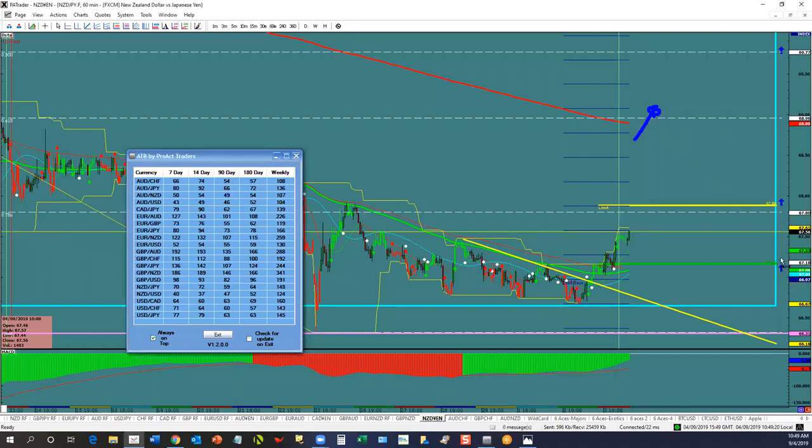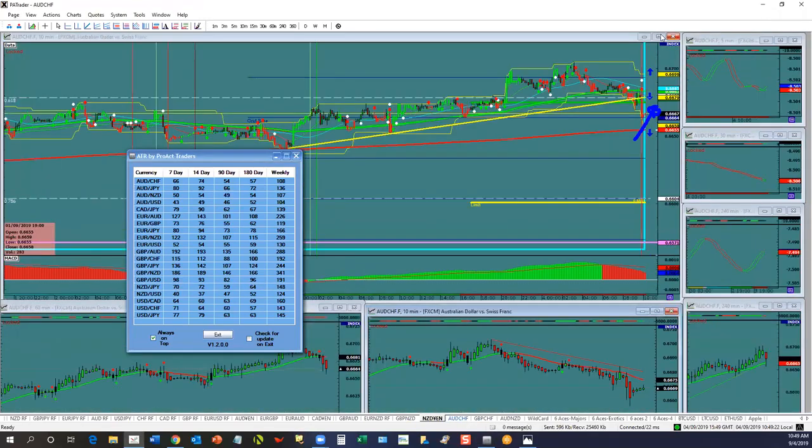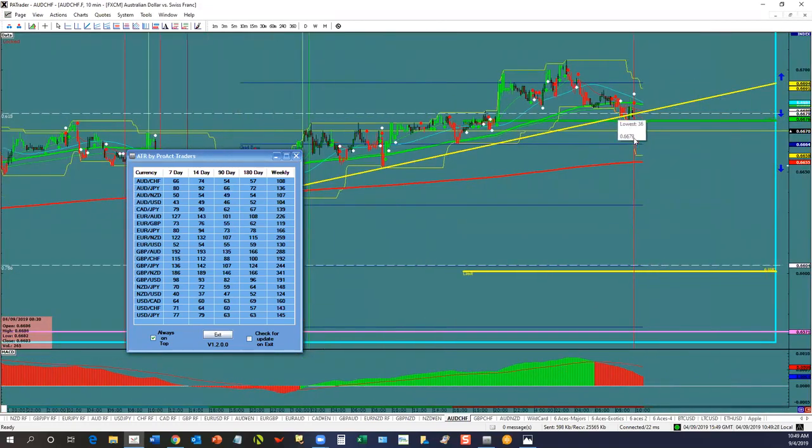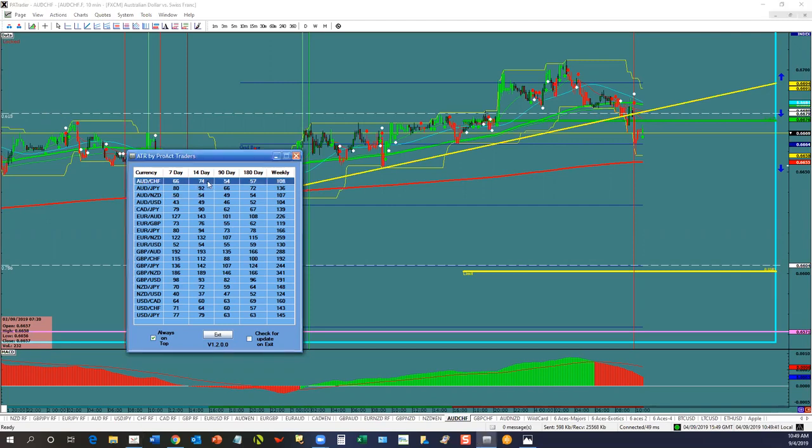Over to Aussie Swissy. We waited for the break and the hook this morning, and we are in the hook right now, but we don't have a go. We're waiting for it to come back and make the turn. As soon as it does that, we're looking for this target down here at 6,600 right there. The ATR on the Aussie Swissy is 74 pips. Pretty nice little ATR on that one.